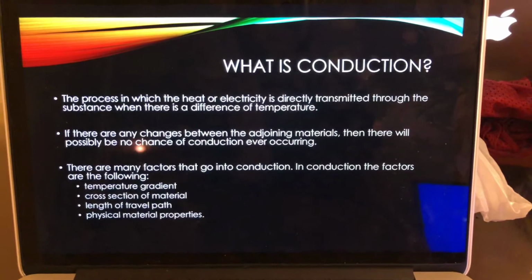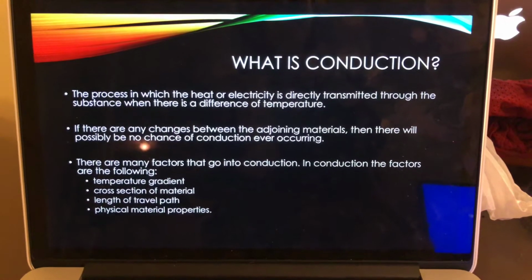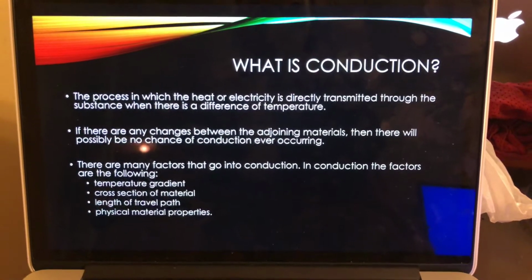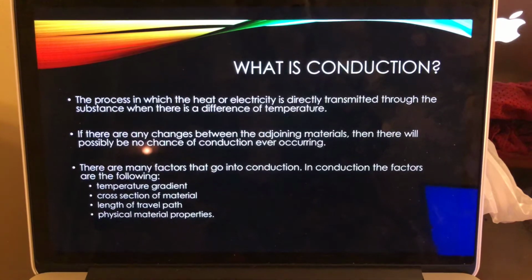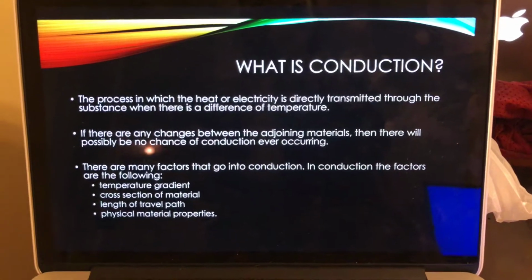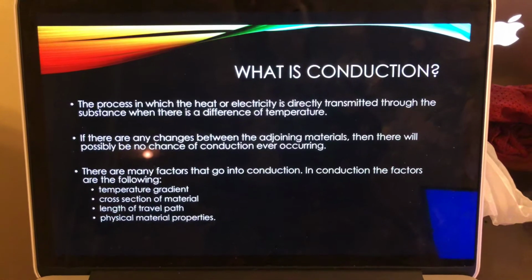First off, we're going to talk about conduction. Conduction is the process in which heat or electricity is directly transmitted through a substance when there is a difference of temperature. If there is no difference in temperature between the adjoining materials or two objects, then there will be no chance of conduction occurring.